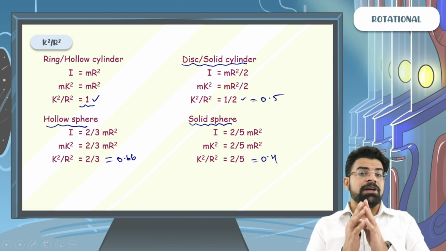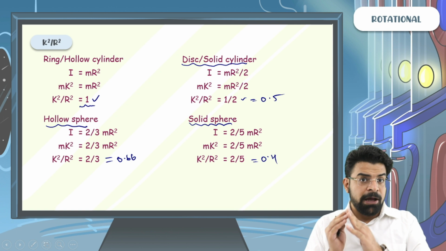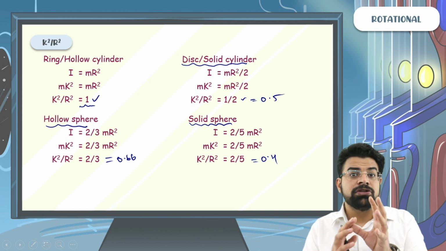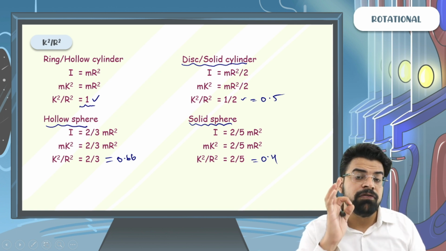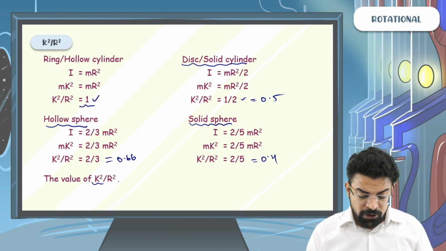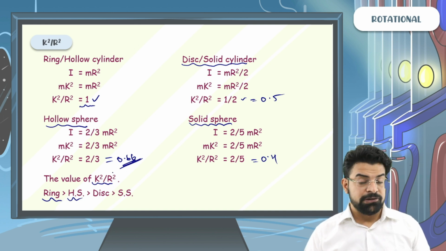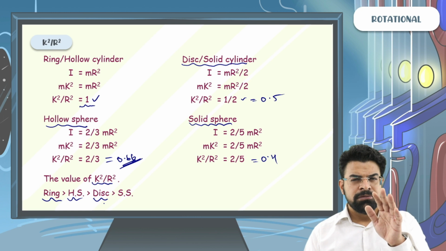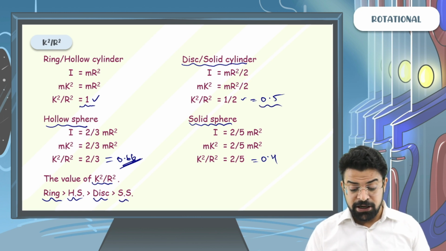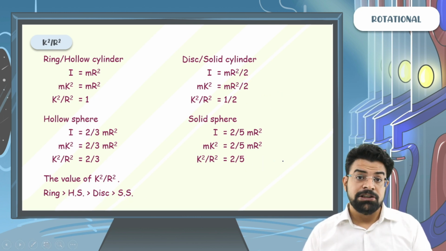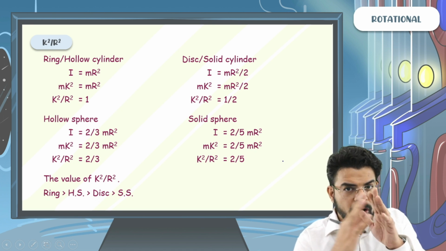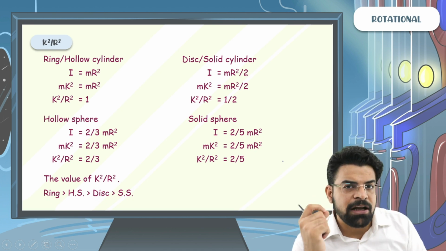So solid sphere has the lowest value of k square by r square, while ring or hollow cylinder has the highest possible value of k square by r square. So the value of k square by r square for ring is greater than hollow sphere 0.66, is greater than for disk or for solid cylinder 0.5, is greater than that for solid sphere, which is 0.4. So you need to remember this order as well, because many times questions get asked from here.